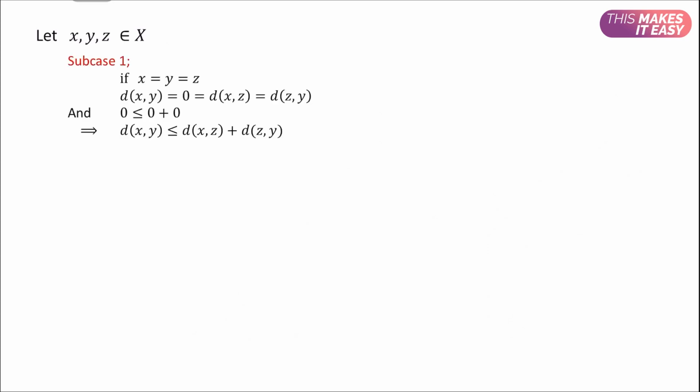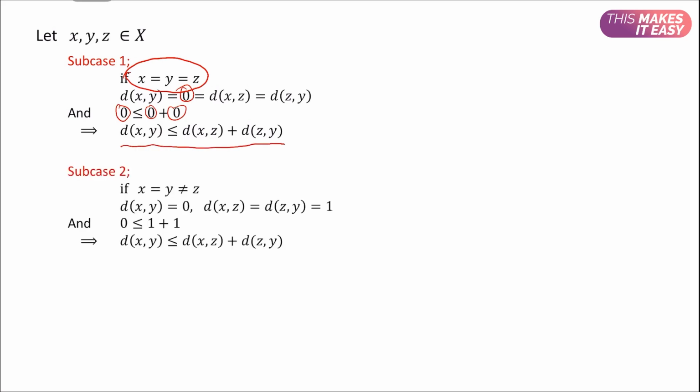So for example, we have 3 points x, y, z. In the first case, all three are equal. If all three are equal, then the distance between any 2 points will be 0. So 0 is less than or equal to 0 plus 0. Then the triangle inequality has been satisfied. In the second case, x is equal to y, so the distance of x and y will be 0. But x is not equal to z, and y is not equal to z, so their distance will be 1. So 0 is less than or equal to 1 plus 1. Again the triangle inequality has been satisfied.